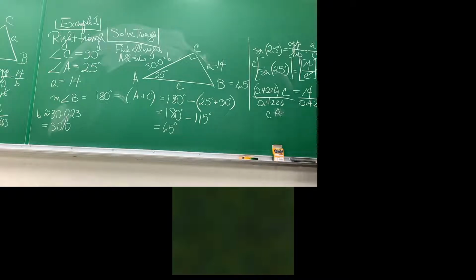So what did you get for c? 33.12. And we're going to round to 1 decimal place. Good. Now, is there a way that we can verify, or at least feel better about the values that we got for the sides? Verify using Pythagoras. Very good.